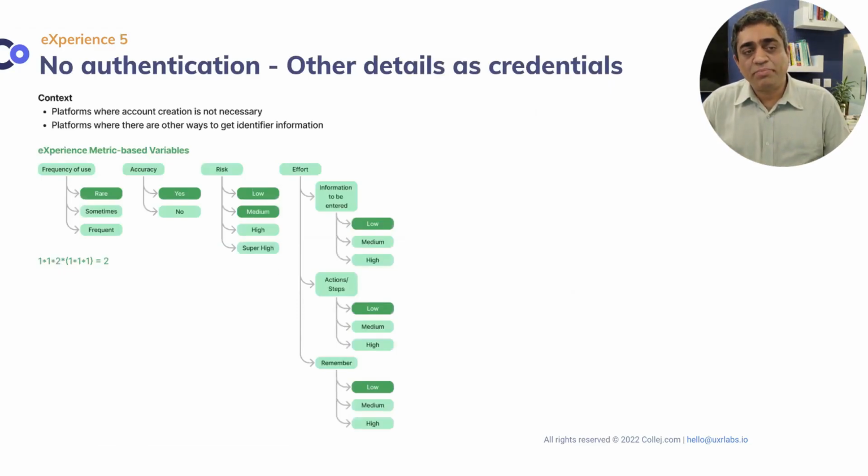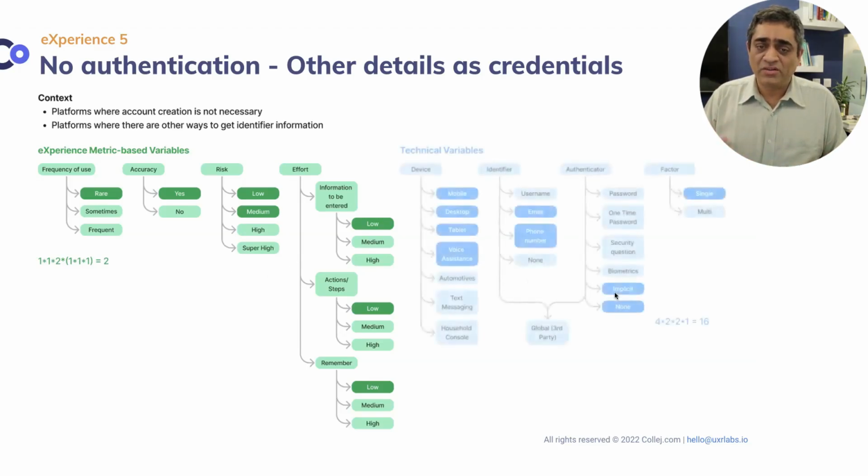So let's look at, is it possible to have no authentication? Now, the reason why you might not want to have any authentication is because you want to give a very quick experience to somebody, and help people get value out of your product as quickly as possible. In those kinds of scenarios, it's a rare use. You want to be accurate somehow. The risk is low to medium. There's no cost associated with it, and the effort is low. People do not expect to put in a lot of effort as they're coming in. So really, there are about two possible ways of doing this. Let's go on to the next slide.